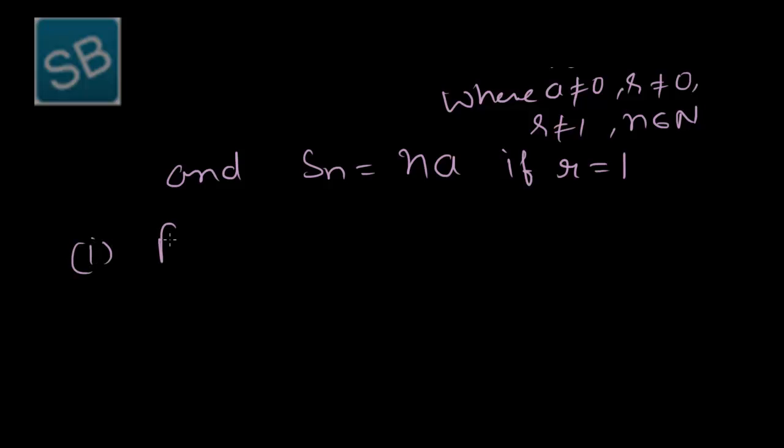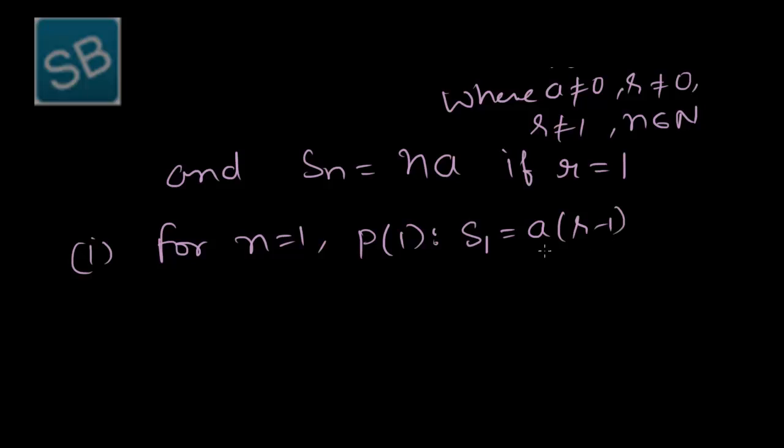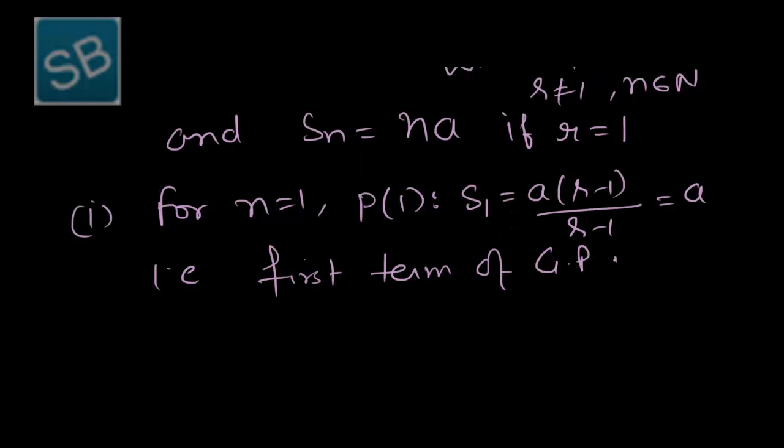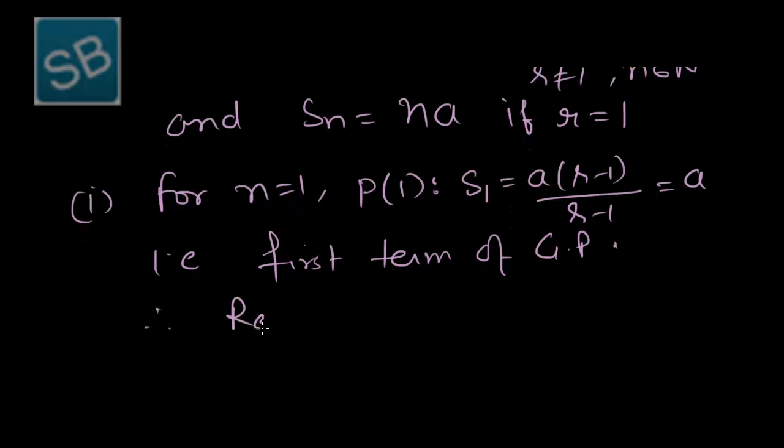So the first part, for n is equal to 1, P of 1 is S1, which is equal to A into R minus 1 over R minus 1 gives A, that is first term of GP. Therefore, result is true for n is equal to 1, as S1 is same as A.